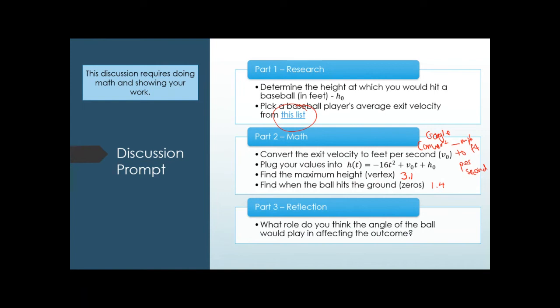So a lot of people enjoy this. A lot of people into sports really enjoy this discussion because it's like, oh, I had no idea that there was actually mathematical formulas behind sports.